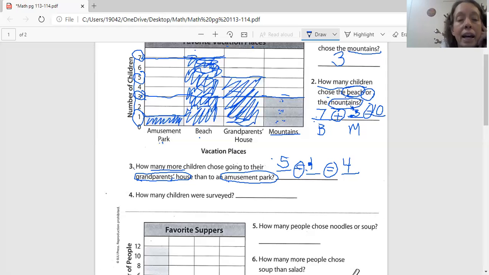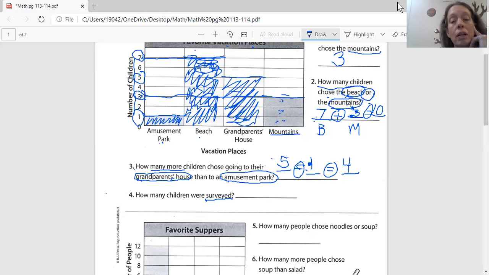All right. Now, if we look down at number 4, we have this word that I said already that was the big new word. This word is surveyed. That means how many children did they ask? How many people did they ask their opinion on this or what their favorite was? So number 4 wants to know how many children were surveyed. I bet we have lots of work to do on this.